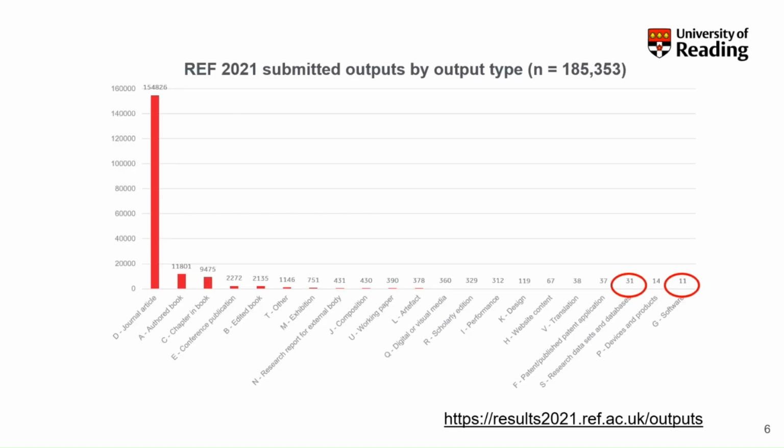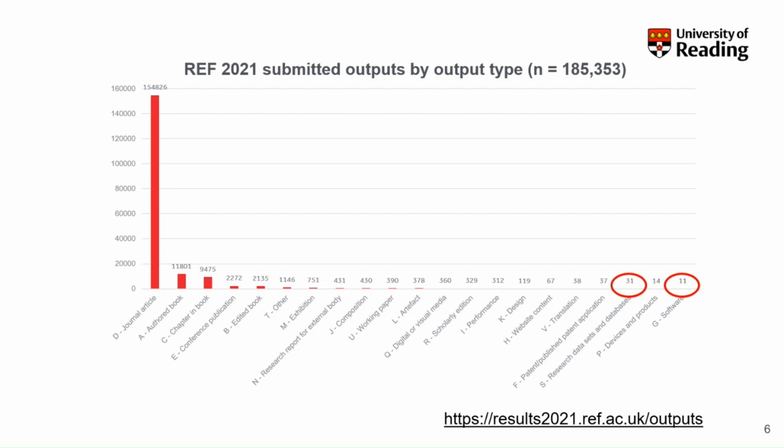If we look at the REF, for example, in 2021, there were over 185,000 outputs submitted in 21 different output categories. More than 97% of those outputs fell into the main academic publication categories, A to E, which are authored and edited books, book chapters, journal articles and conference contributions. Over 83% of the total were journal articles.